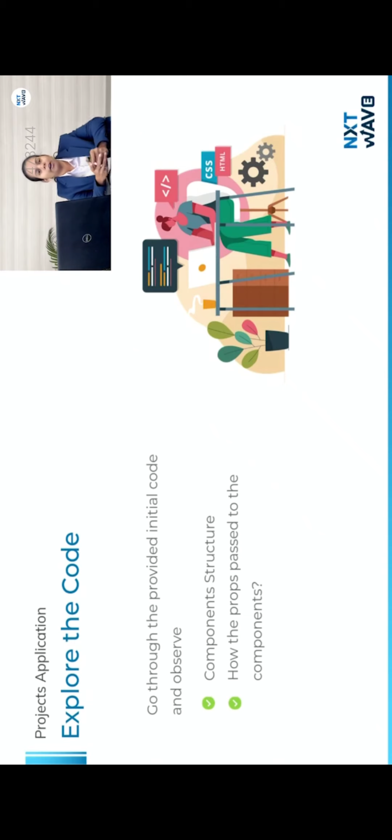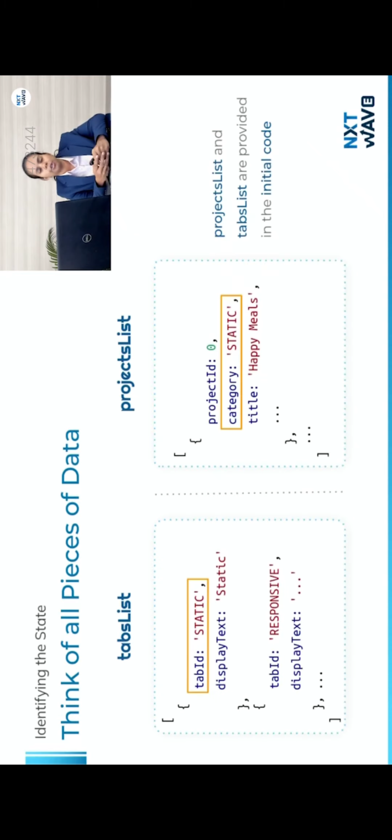Okay. So I hope you have gone through the initial code. Okay, now let's proceed. So in the initial code, there's a tabs list and the projects list present. Okay, so in the tabs list, we have the data regarding the tab items that need to be displayed, like static, responsive and all. So you can see there.